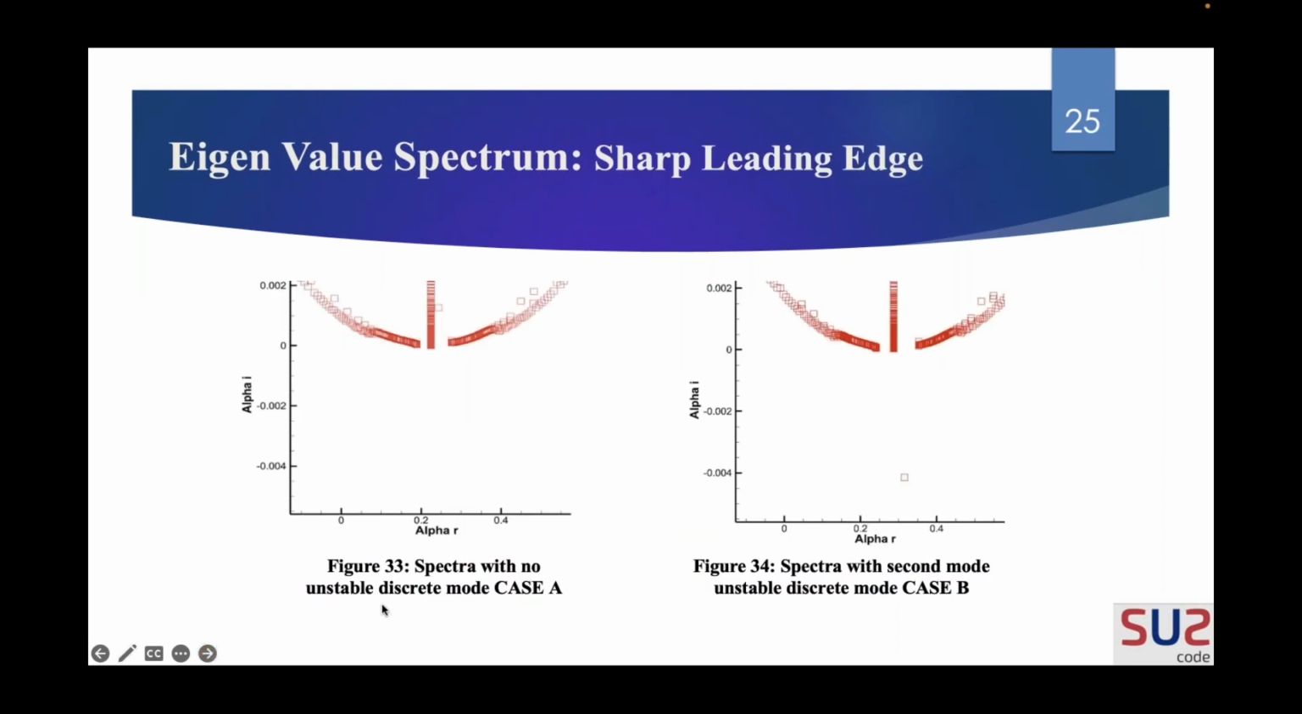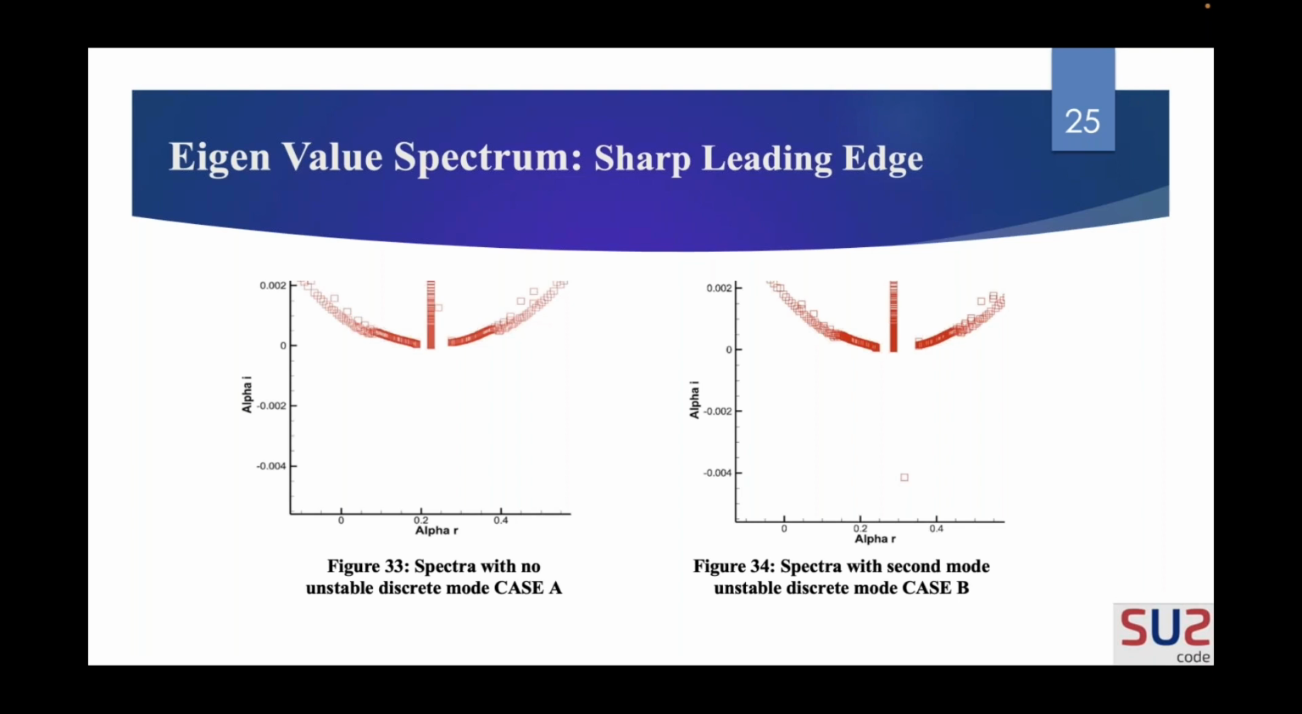So from figure 33, you can see that there is no unstable discrete mode. Right? There is no negative alpha I value or positive alpha R. These are just three branches that you see. But here you can see a discrete mode with an alpha I value of minus 0.004 and a positive alpha R of approximately 0.3. The negative alpha I value indicates that it is highly oscillating in nature, and the positive alpha R value indicates that it continues to grow.